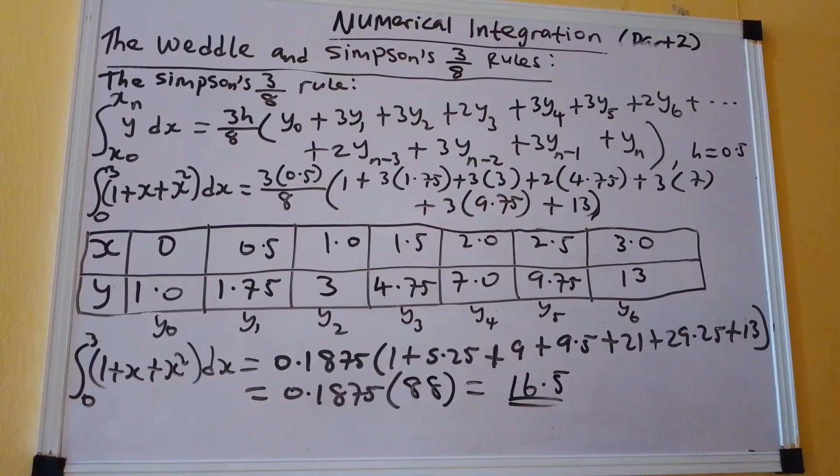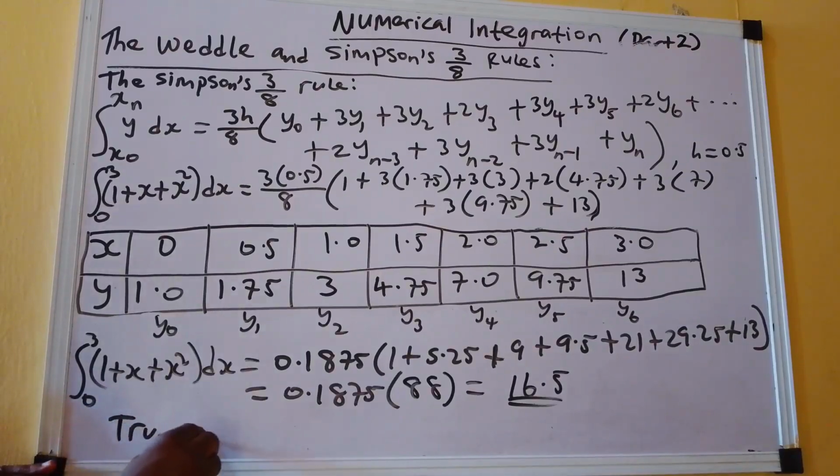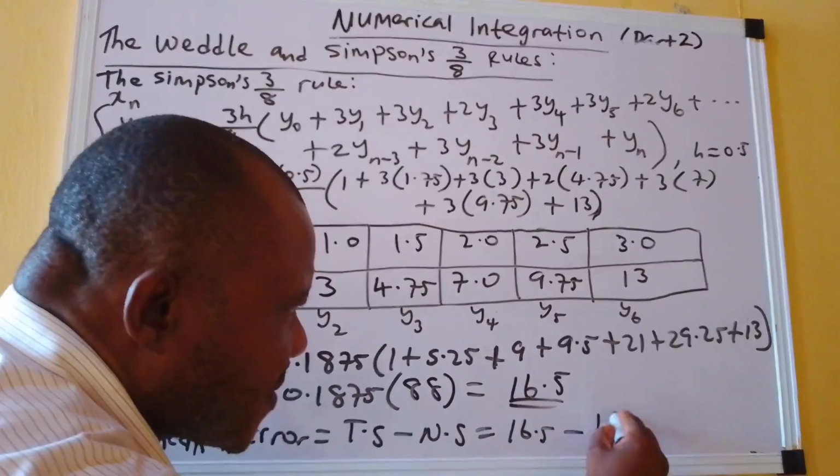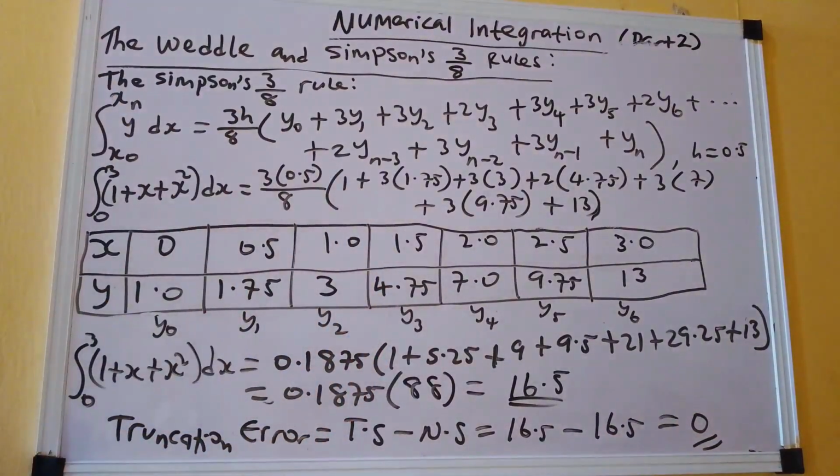Clap for yourself. So you can see how dependable these numerical methods can be. We have used the Weddle's rule and the Simpson's 3/8 rule to solve the same problem. We are arriving at the same answer. Now our truncation error will be equal to the true solution minus the numerical solution, and that is 16.5 minus 16.5, and again is 0. It means that the Simpson's 3/8 rule is error free for this particular problem. Below you can see how we have been able to use the Weddle's rule and the Simpson's 3/8 rule to solve this problem after getting the true solution.